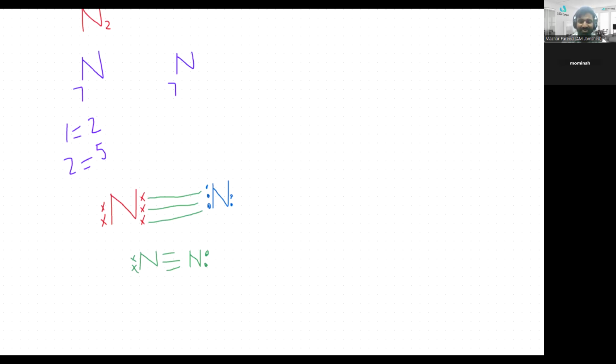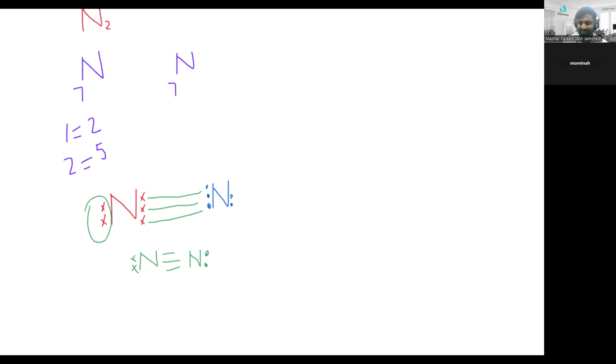How will you define the lone pair? Again, listen. The valence electrons that do not take part in the formation of a bond are called a lone pair. So this is one lone pair, and this is another lone pair. So one lone pair is present on each nitrogen. So on each nitrogen, one lone pair is present.